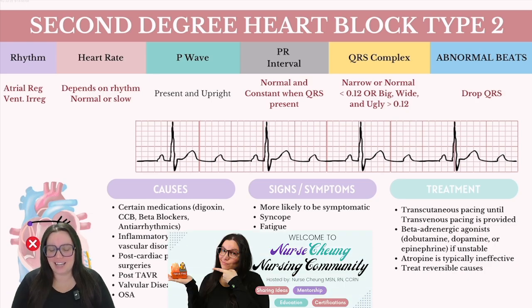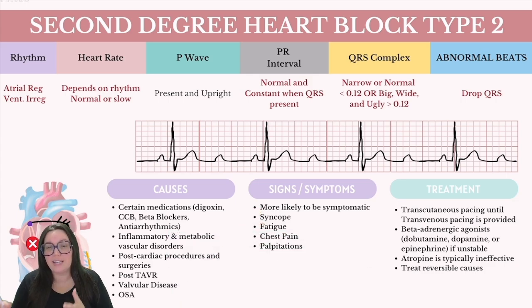early. When it comes to signs and symptoms, they usually are more symptomatic than we see with our previous heart blocks. It can lead to a sudden drop in heart rate. You're going to see potentially even syncope, fatigue, chest pain, palpitations taking place. They really do tend to be more symptomatic. And because they're more symptomatic, that means we're going to be treating these individuals more aggressively. So again, transcutaneous pacing until we get that transvenous pacing available to us.